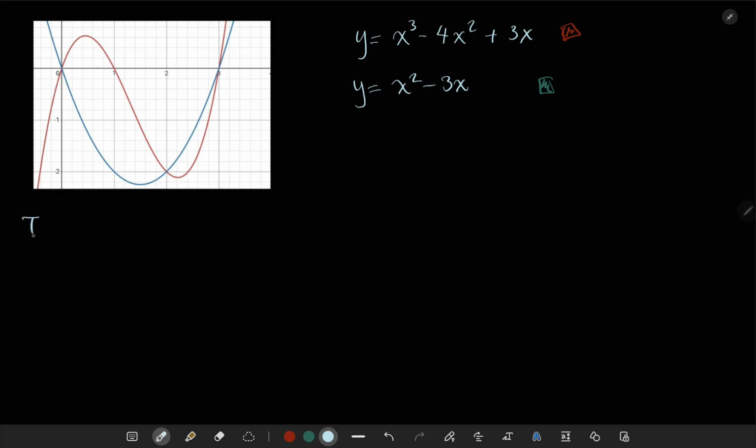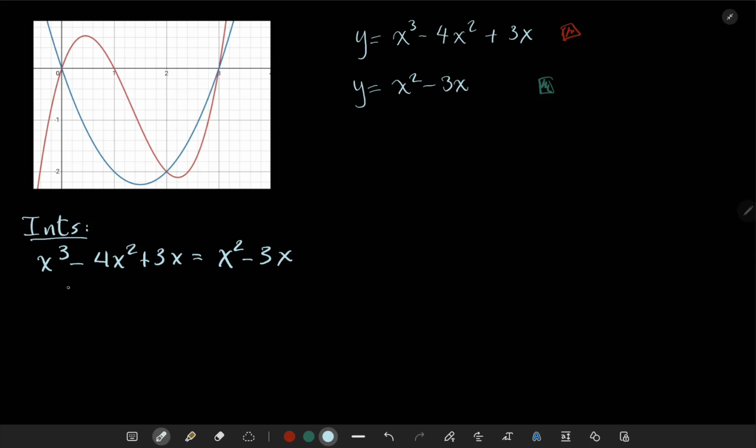Let's do that here. So intersection points. Let's call it just intersections. Looks almost like intercepts, but let's say intersections there. So let's set them equal to each other. So start with that, x cubed minus 4x squared plus 3x equal to x squared minus 3x. And from the previous video, now we know we're going to subtract the terms on the right hand side on the left.